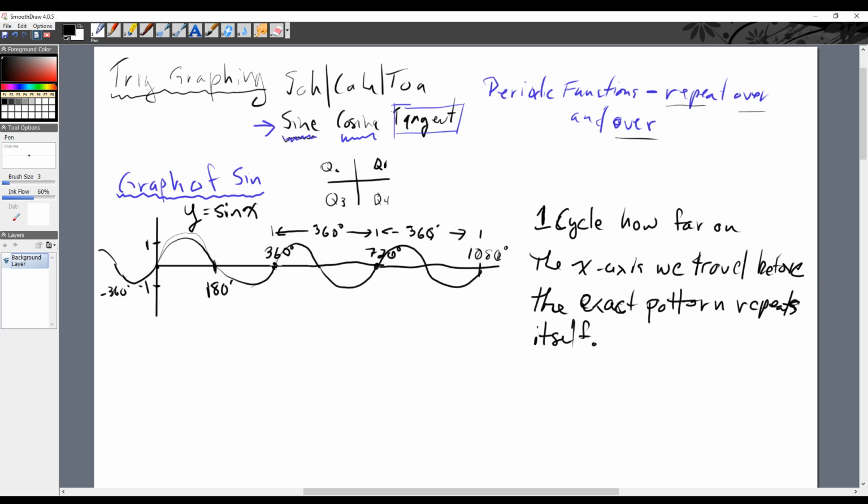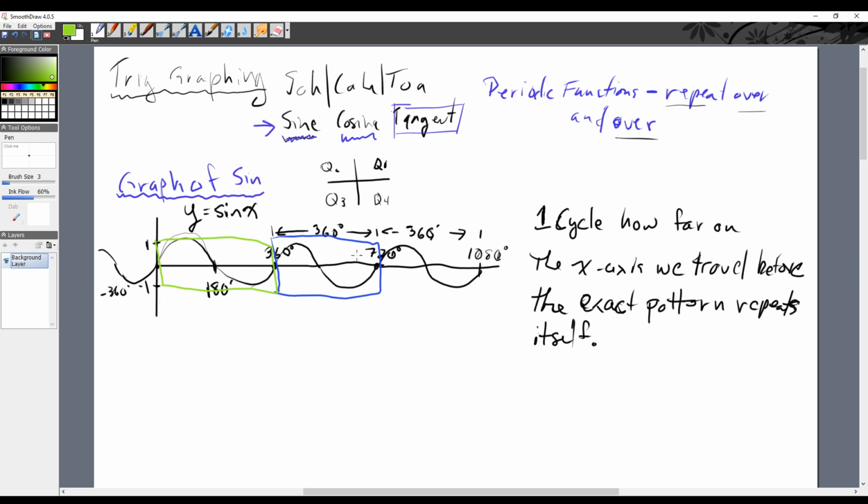And then what we have here is obviously this chunk, right? This chunk here matches what this chunk back here does. So how far does it need to go before it exactly repeats what's going on? In this case, the cycle is 360 degrees. So for y equals the sine of x, the period length is exactly 360 degrees, because that's how far it goes before it repeats itself.